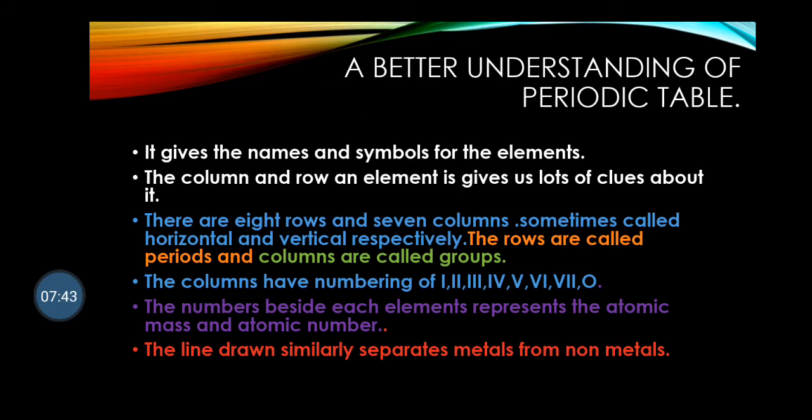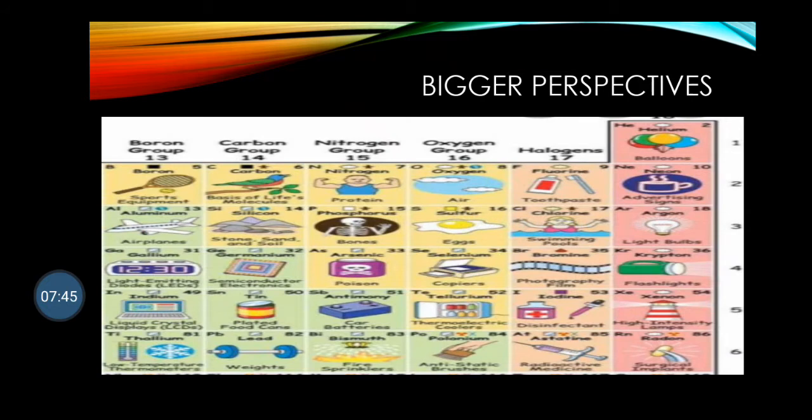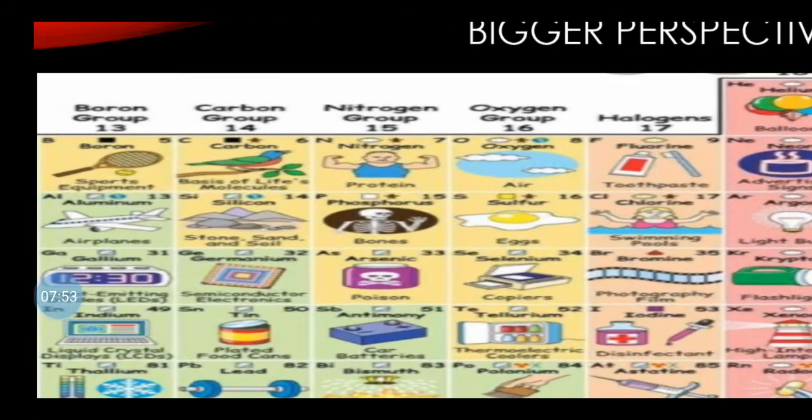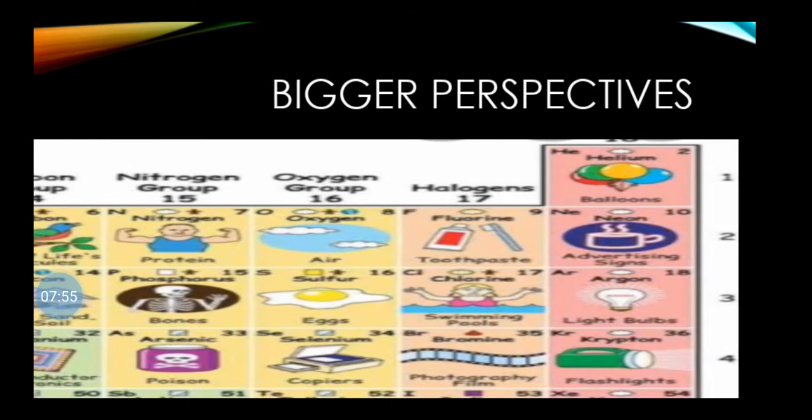So this is a bigger perspective of elements. Looking at this bigger perspective, you can see, for instance, helium. Helium is used in filling balloons. You look at other elements used for advertising. Neon is used for all those beautiful advertisements. You talk about neon lights used for advertisement.